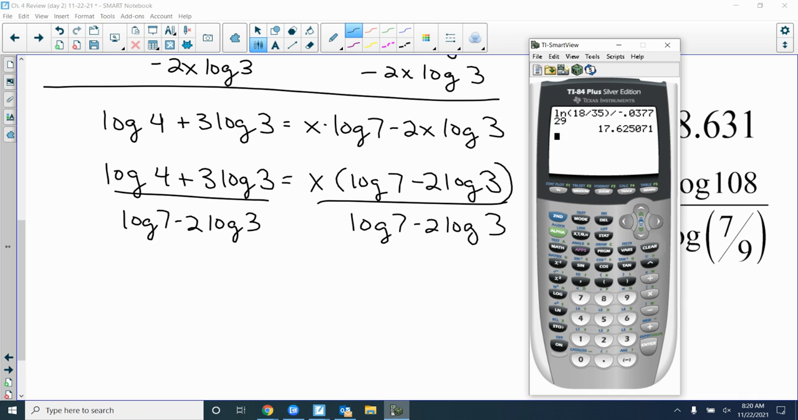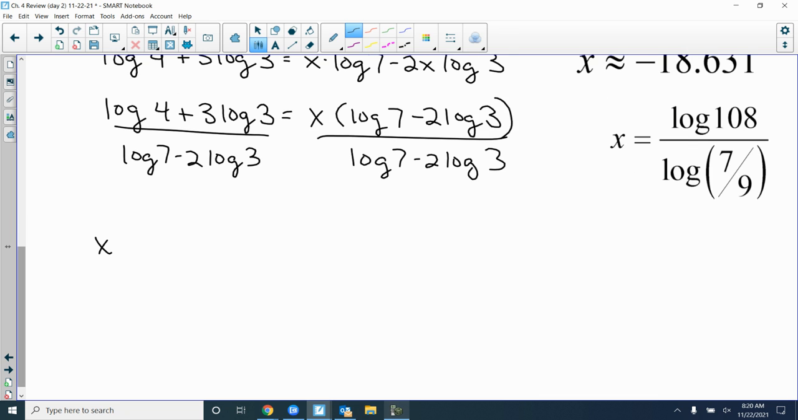Let's see here. Log of 4. Now I like to do the numerator, plus 3 log of 3, and get that answer, and then divide it, but you have to make sure you put the denominator in parentheses. Log of 7, close that, minus 2 log of 3, and I got negative 18.631. Okay, so make sure you get that. Exact form, you have to list both. I'll be very clear on the test when you do that.